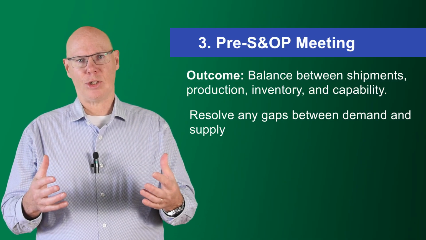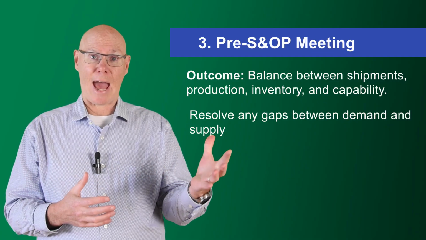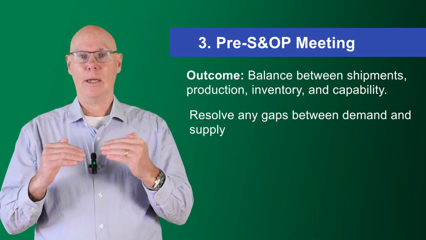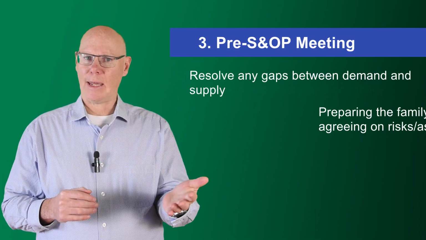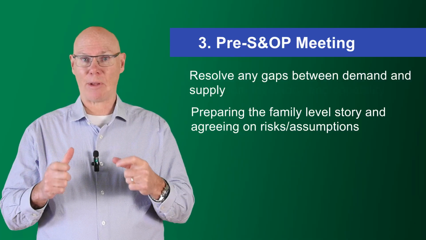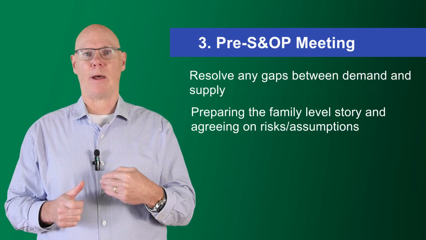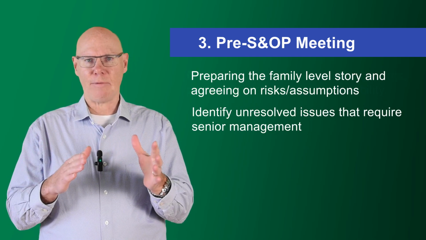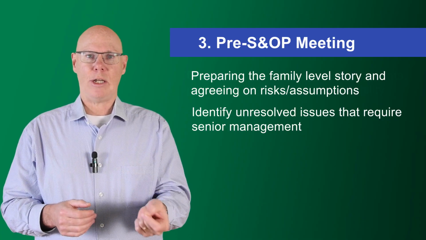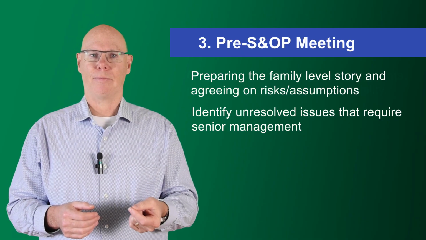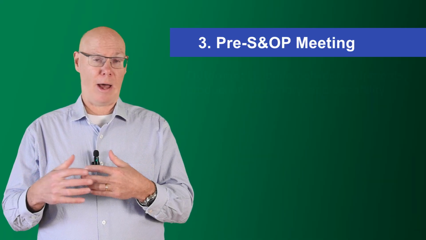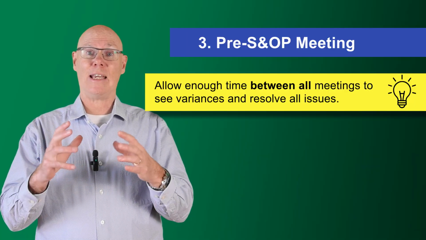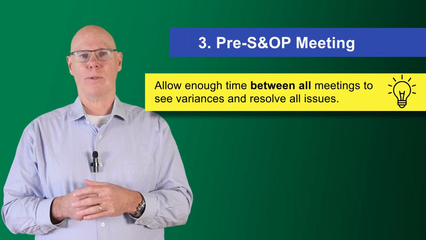The focus of this meeting should be, first of all, to resolve any gaps between demand and supply, constraining demand where required, or adjusting capability to match demand. Secondly, it should be about preparing the family level story and agreeing on the risks and assumptions that support the plan. Finally, it should be about identifying any unresolved issues or decisions that require senior management support and approval. A couple of tips to help you in this meeting is allow enough time between the meetings, this is all the meetings, in order to dig into variances and resolve issues.